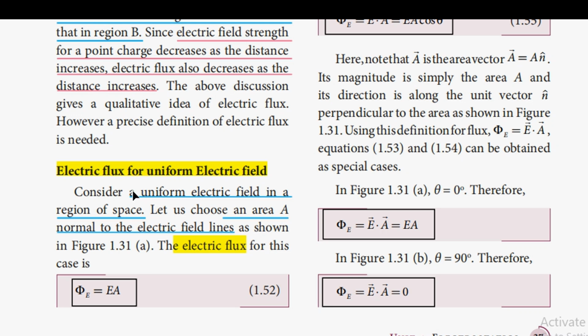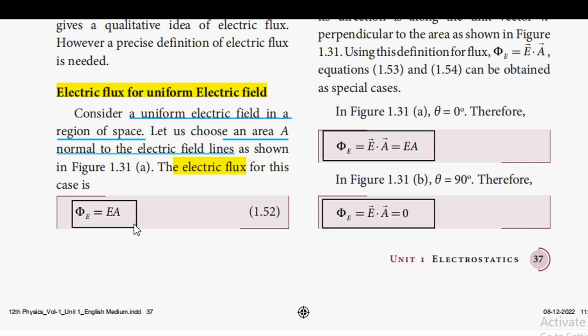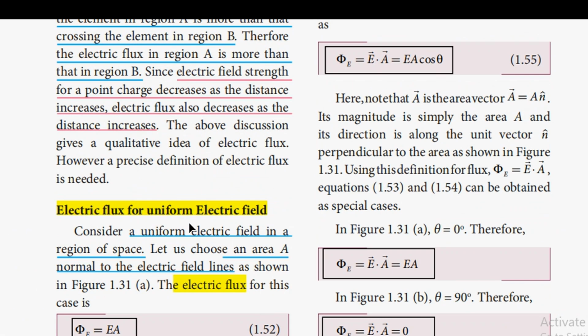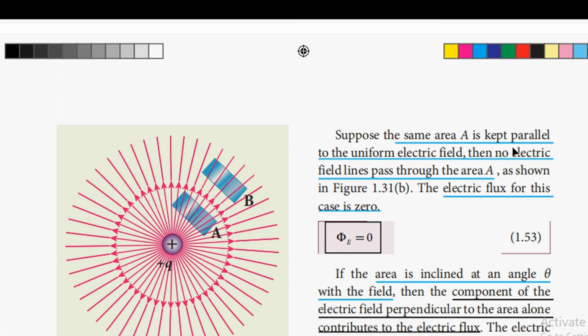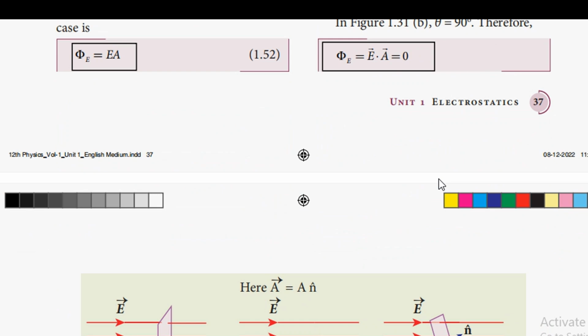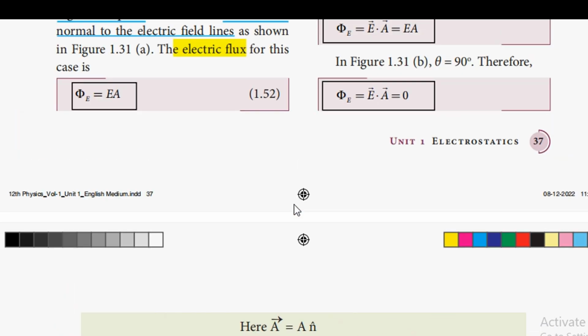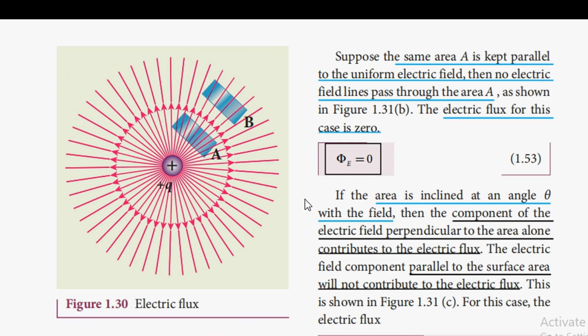Next, we are going to study about the electric flux for uniform electric field. For this, consider a uniform electric field in a region of space, and let us choose an area A normal to electric field lines as shown. The electric flux for this case is given by the expression phi equal to EA, and suppose the same area A is kept parallel to the uniform electric field, then no electric field lines pass through the area A as shown here in 1.31b. The electric flux for this case is 0. So the expression phi E is equal to 0.